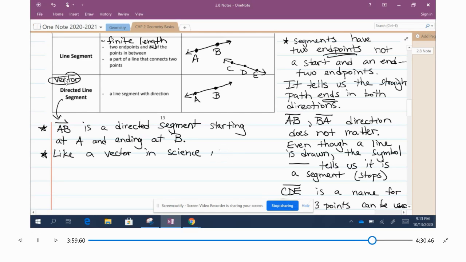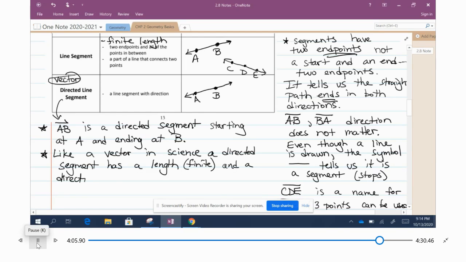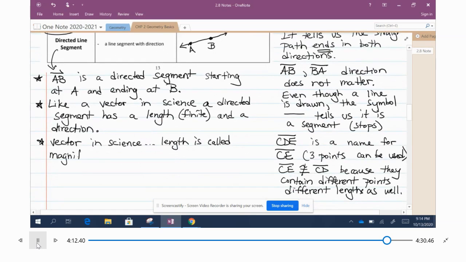So for a vector in science, they're going to call the length of a vector something different. So if you ever hear the word magnitude in science, that's basically the length, the distance between A and B. We'll get to some examples of that, okay, but the directed segment, it almost looks like it's a ray, which would be infinite length. It is not. Okay, it does stop. It's just got a direction.